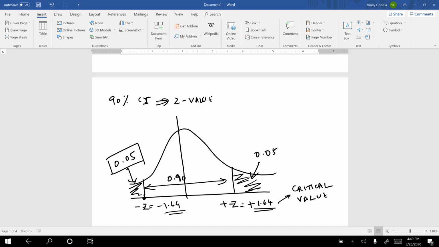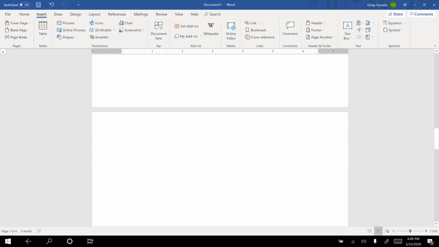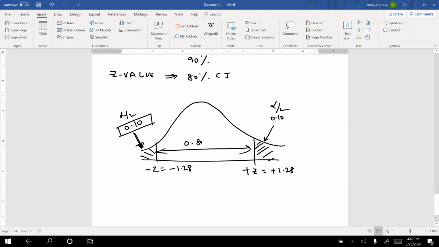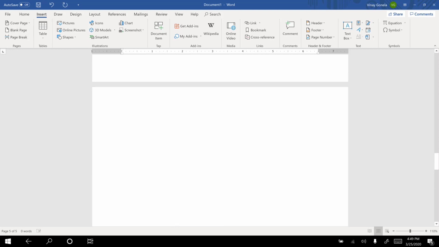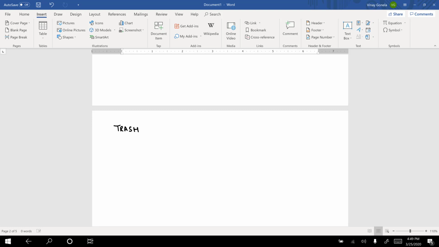Now at this time we have tried to learn about the z value. Now let's look at how to calculate a confidence interval, and see whether we can calculate it. I will give you an example. We have a trash manufacturing company. So this company makes trash bags.